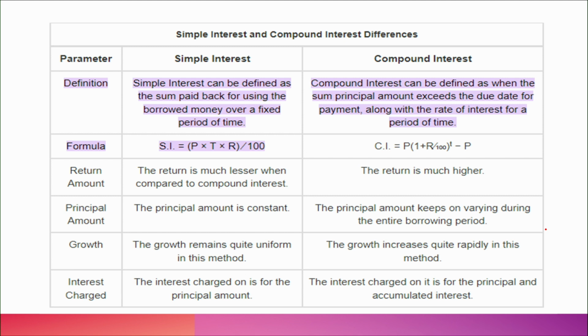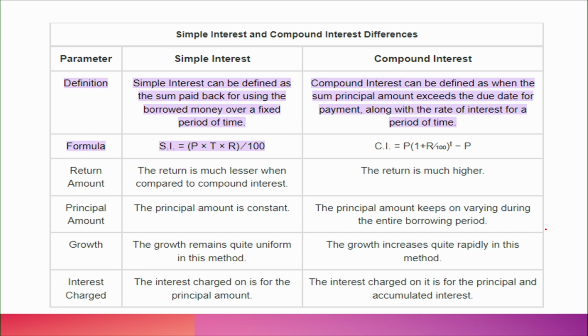So, the definition: simple interest can be defined as a sum paid back for using borrowed money over a fixed period of time. Compound interest can be defined as when the principal amount exceeds the due date for a payment, along with the rate of interest for a period of time. This is the definition, and here simple interest will be PTR by 100, whereas compound interest is P into (1 plus R by 100) whole power T minus P, clear.